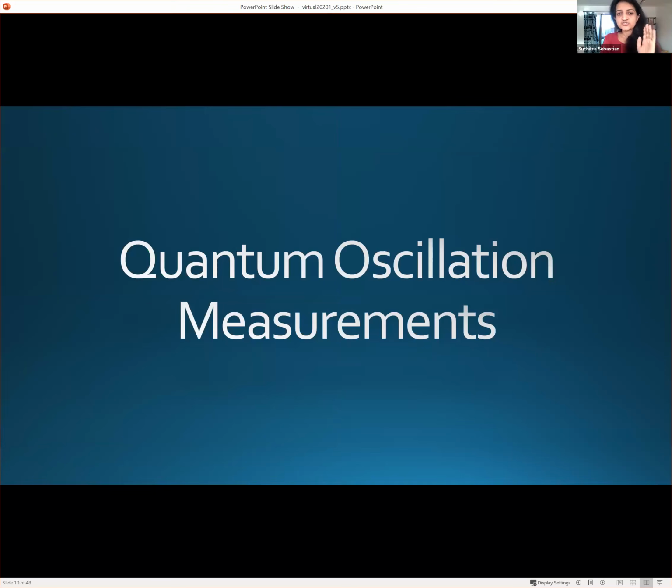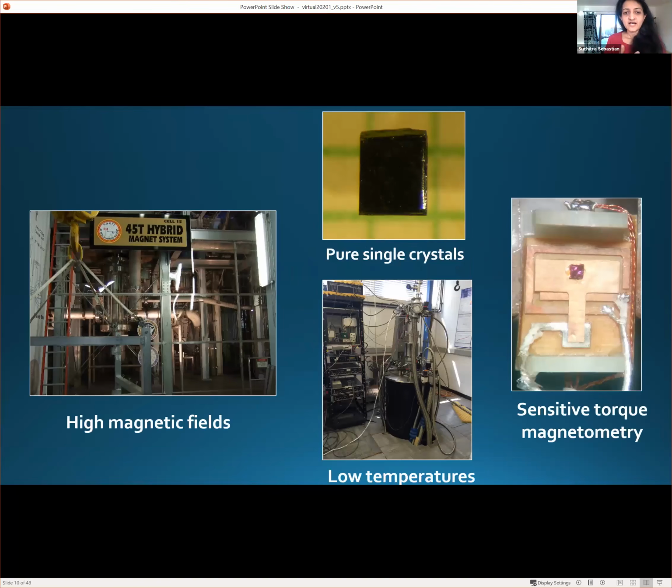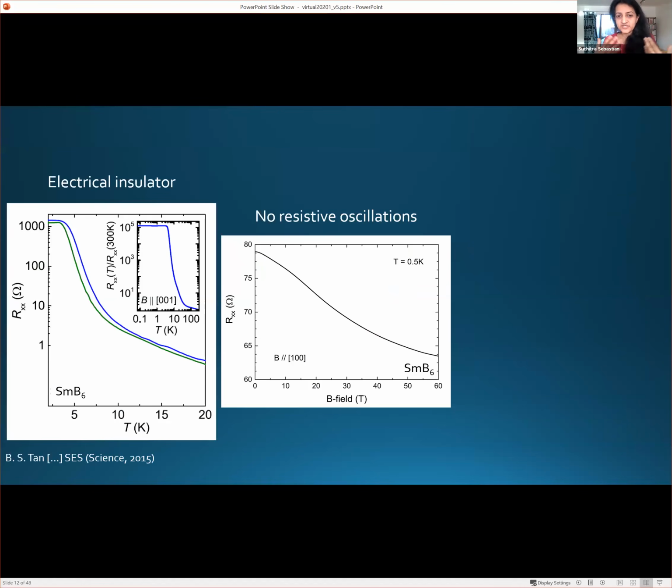Okay, so to do quantum oscillation measurements, we use a combination of the 45 Tesla hybrid at Tallahassee, very pure single crystals, low temperatures down to dilution fridge temperatures, and torque magnetometry. So the first thing we did, because we were expecting oscillations from the surface, was to measure the resistivity, which is most sensitive to the surface, and we see nothing.